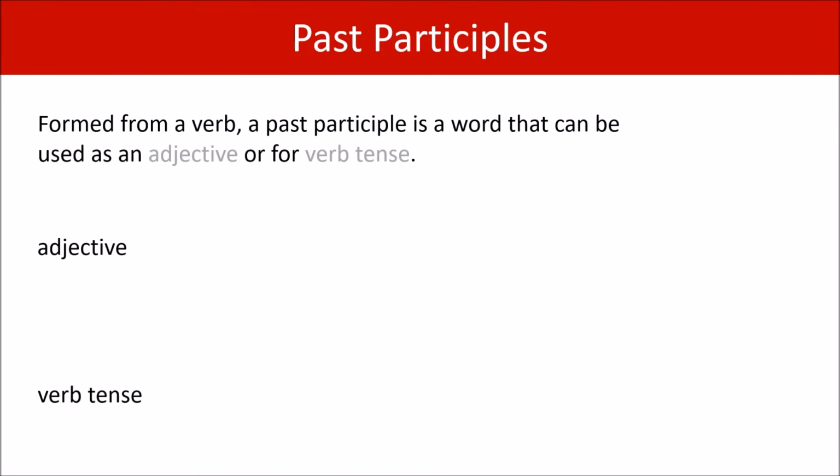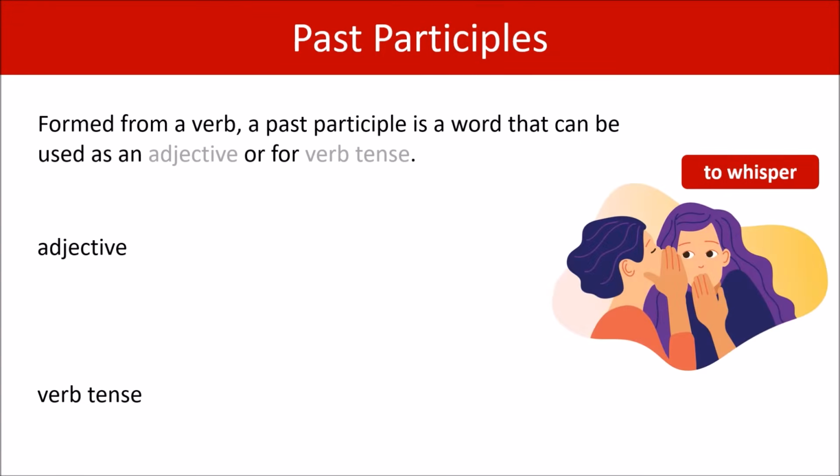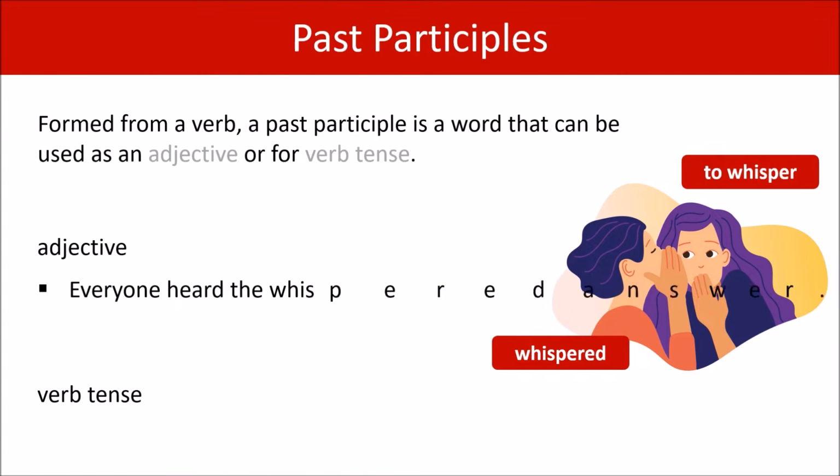Well, it says a past participle is formed from a verb, so let's look at a verb. Here's our first one, to whisper. The past participle is whispered. So let's see how this word can be used as an adjective. Everybody heard the whispered answer. So this is an example of a past participle being used as an adjective. In this case, the past participle whispered is an adjective to the word answer.